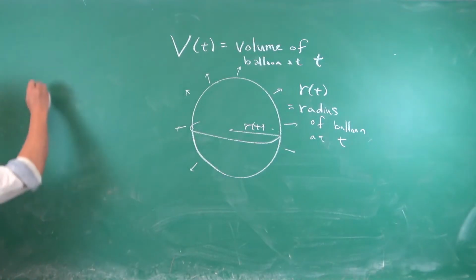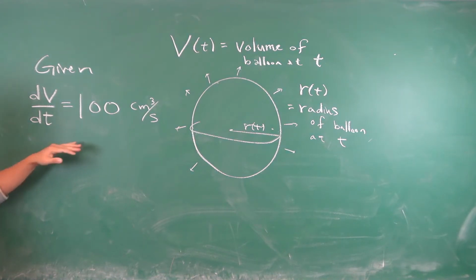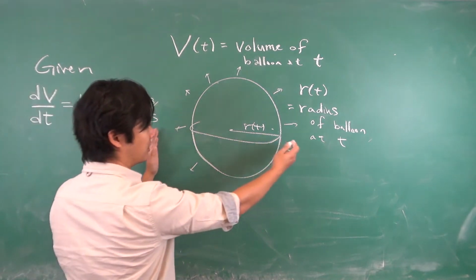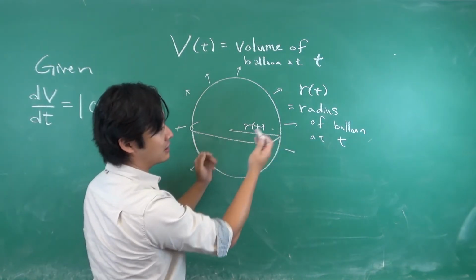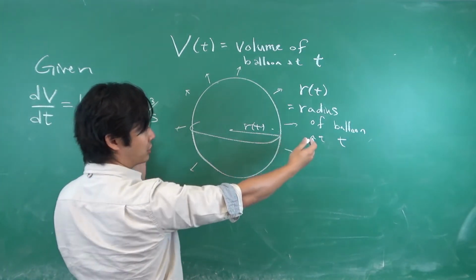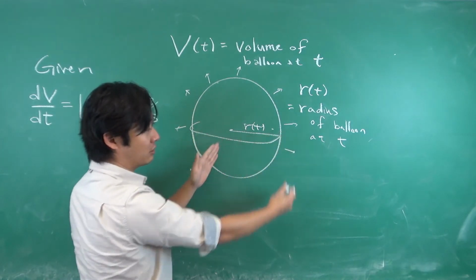So what we're given is that the volume of the balloon is changing at a constant rate of 100 cubic centimeters per second. When this is increasing, the rate at which the radius increases changes, because as the balloon gets larger and larger, you'll need more volume to increase the radius.